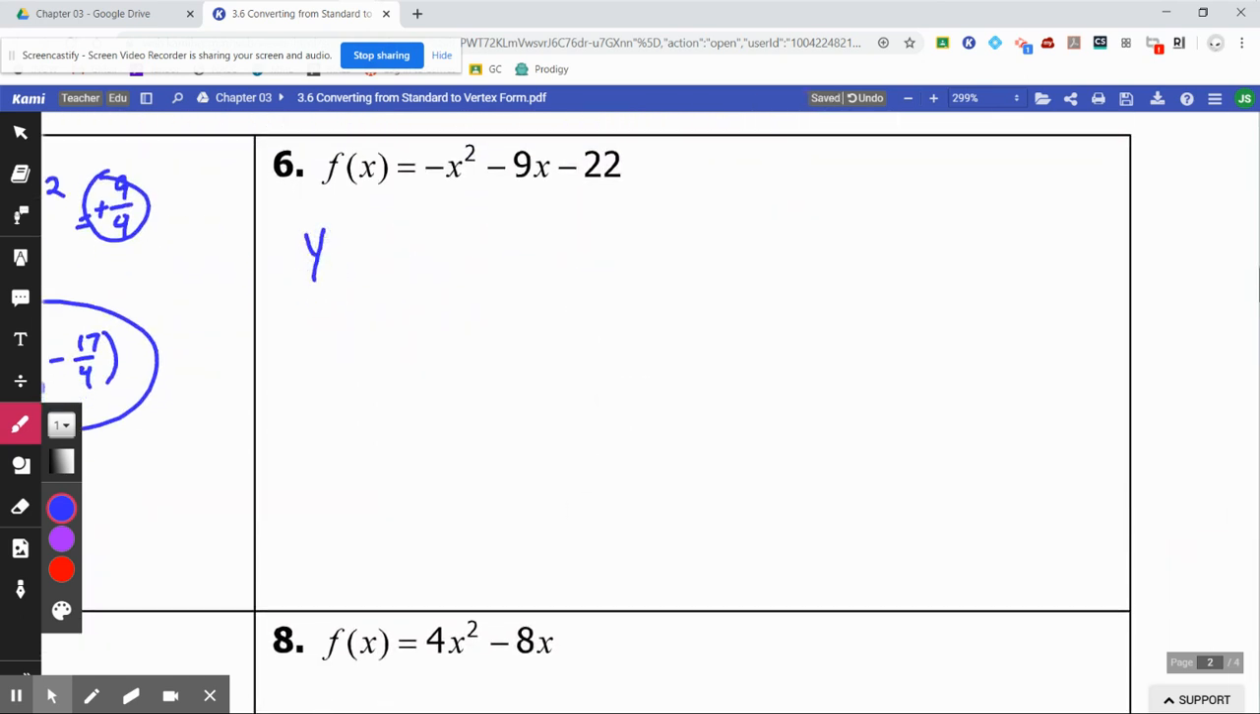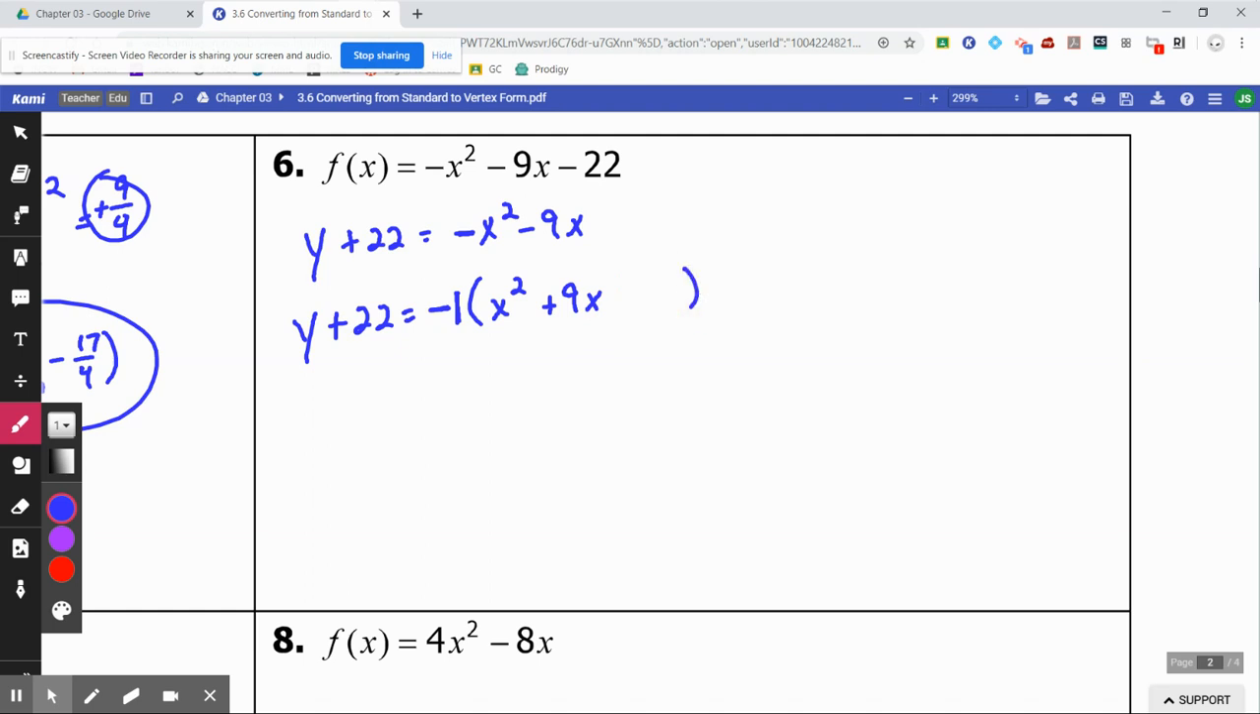You have y. Let's go ahead and move the minus 22 over. Equals negative x squared minus 9x. If there is a value in front of x squared, it has to be factored out before you begin. So y plus 22, let's factor out the negative. You're left with an x squared, because negative 1 times x squared gives you negative x squared. Negative 1 times a positive 9x would give you a negative 9x.